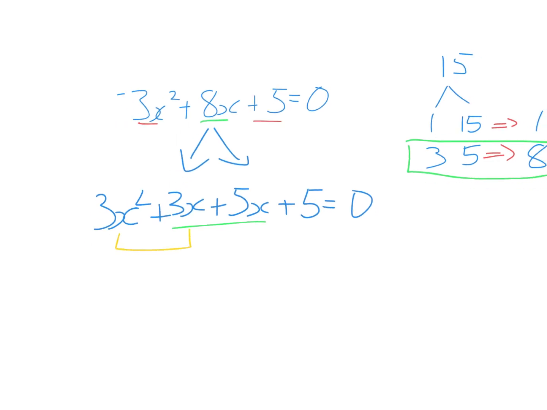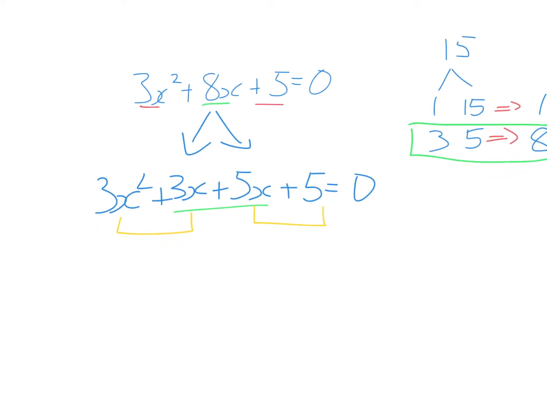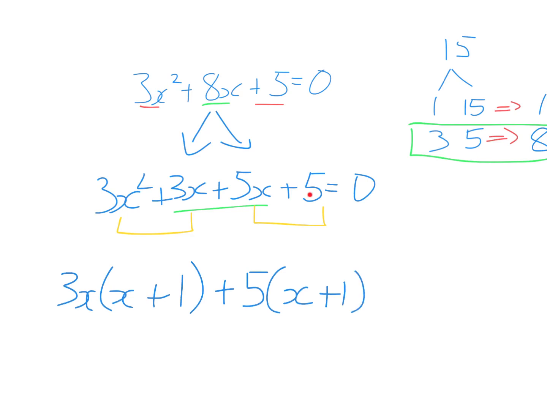Now what we do is we group these two terms together and factorize them. If we look at what goes into 3x squared and 3x, well, 3x goes into both of them. 3x times x will give us 3x squared. 3x times 1 gives us 3x. If we look at what goes into 5x and 5, the answer is 5. 5 times x gives us 5x. 5 times 1 would give us our 5 here. Again, 3x times x gives us 3x squared, 3x times 1 gives us 3x, 5 by x gives us 5x, and 5 by 1 gives us 5.